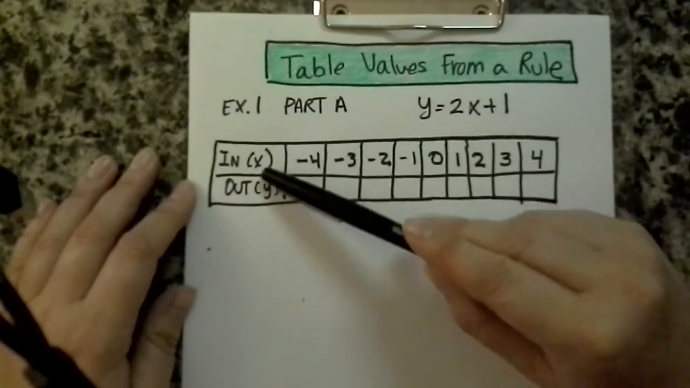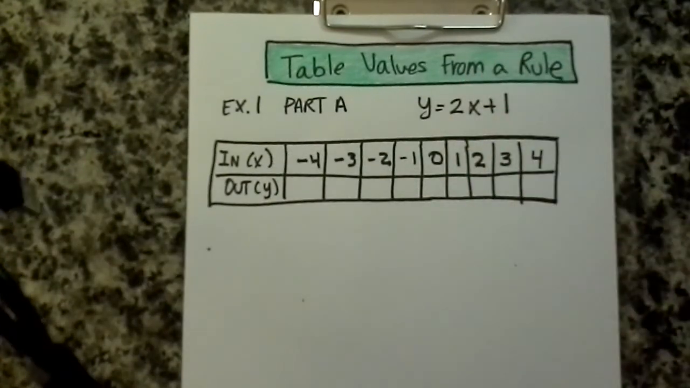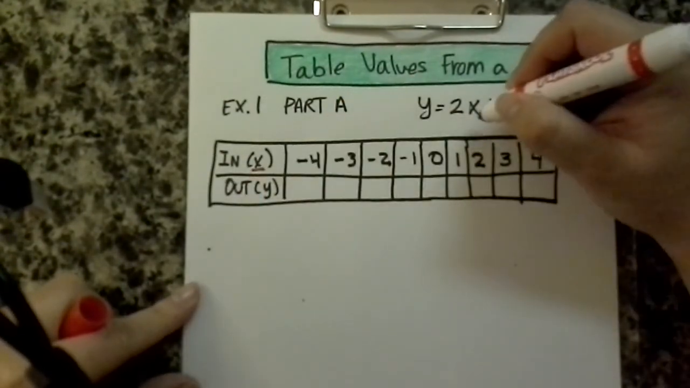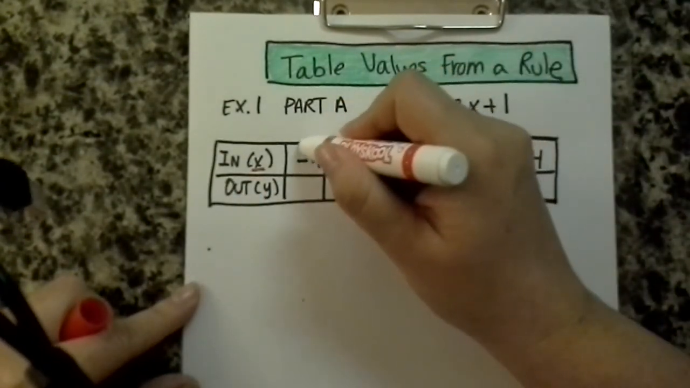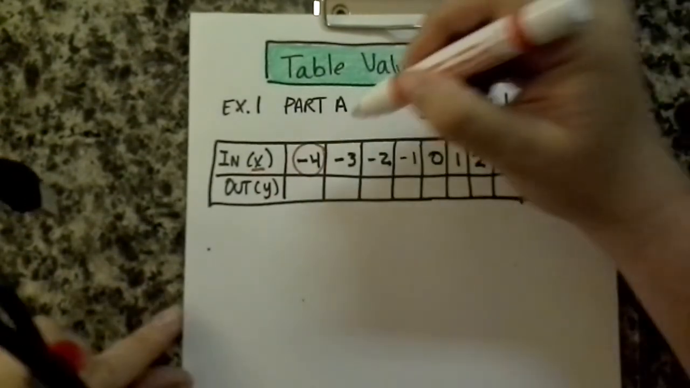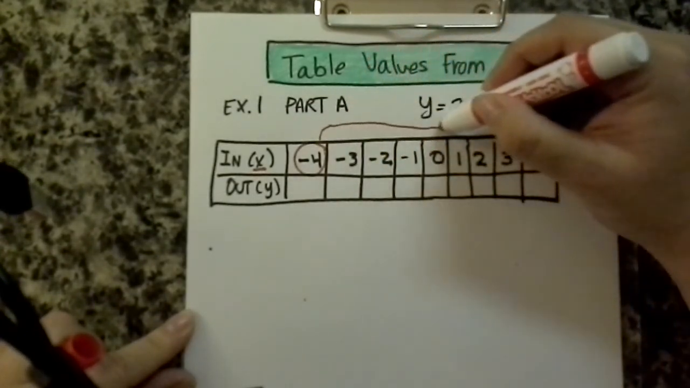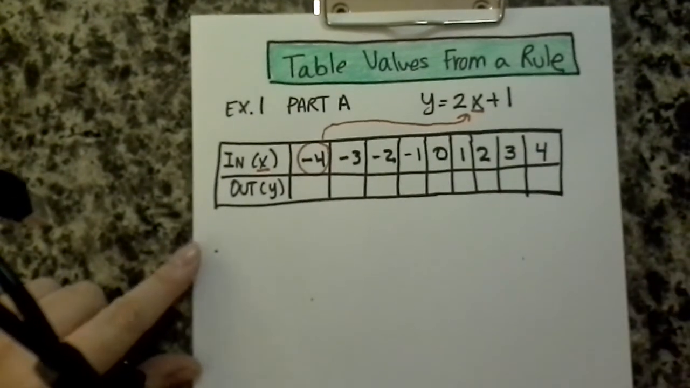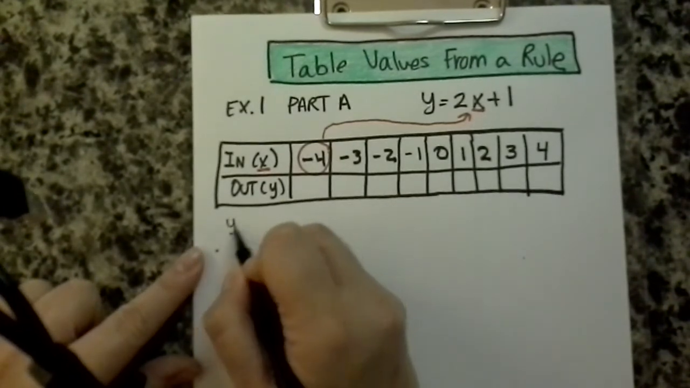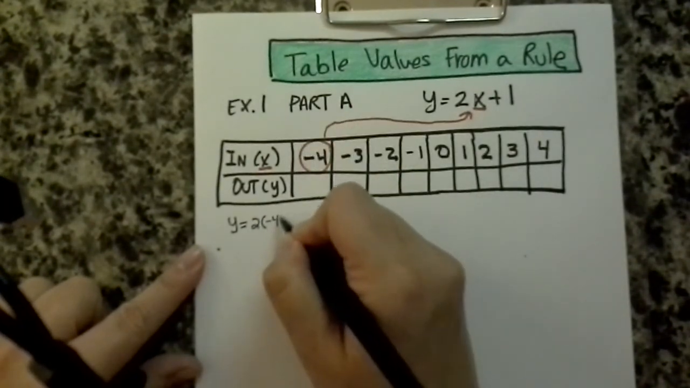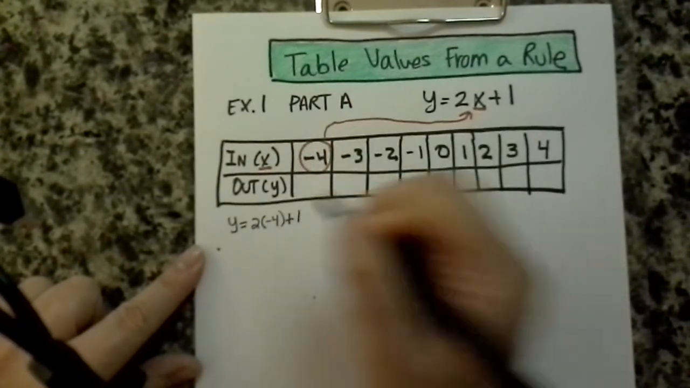So if they're giving you your X values, and you have a rule or an equation, y equals 2x plus 1, that means that anywhere you see an x, you're going to replace it with that value and then find out what y would be. So in this case, I'm going to do that for every single one of the x values. I would take this equation and write it again down here, but instead of x, I'm going to put a -4, plus 1, and then work out the problem.